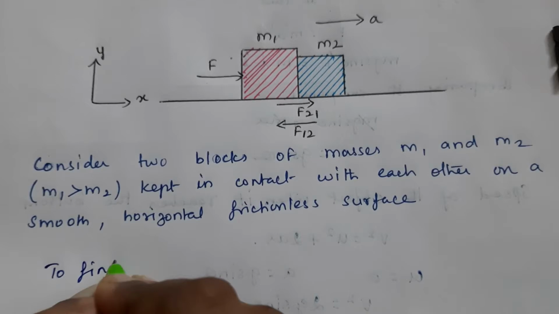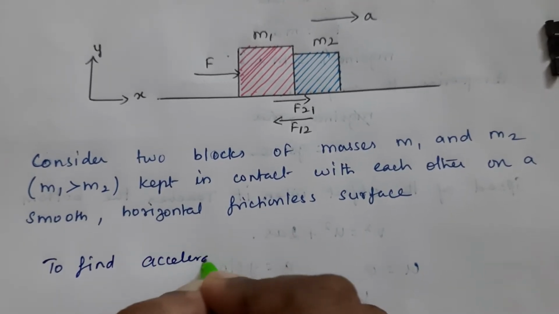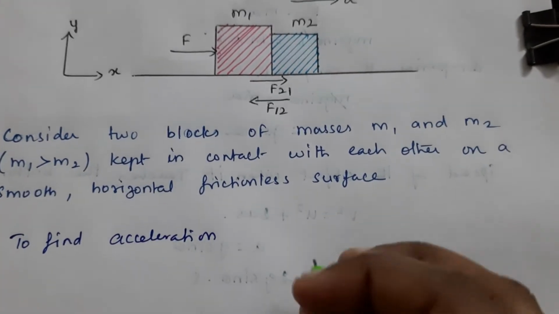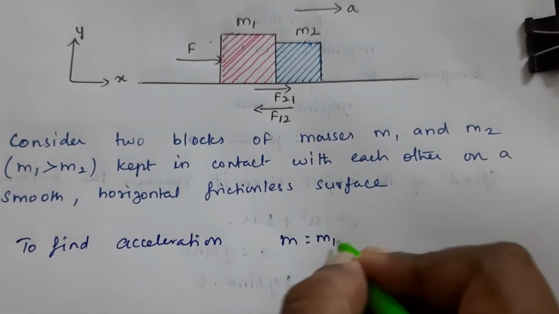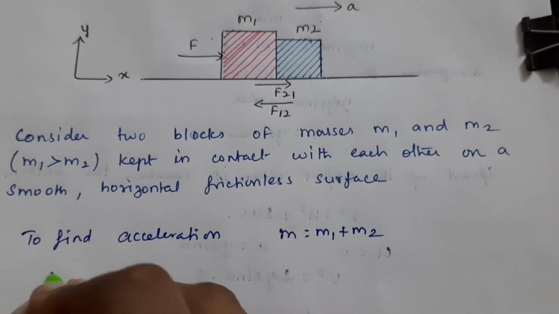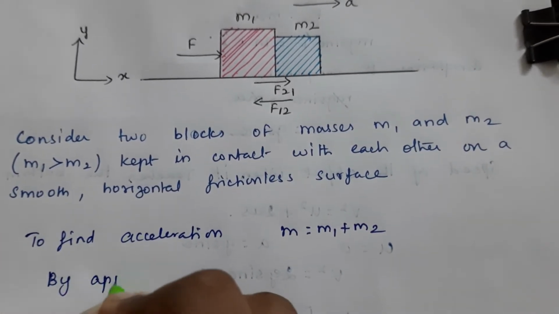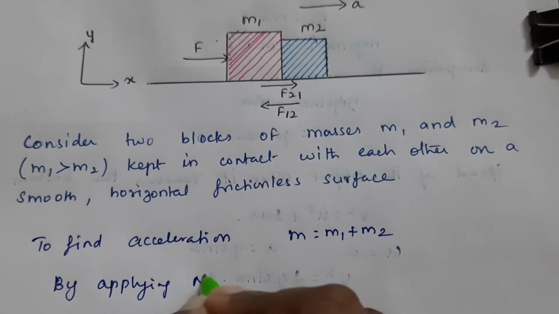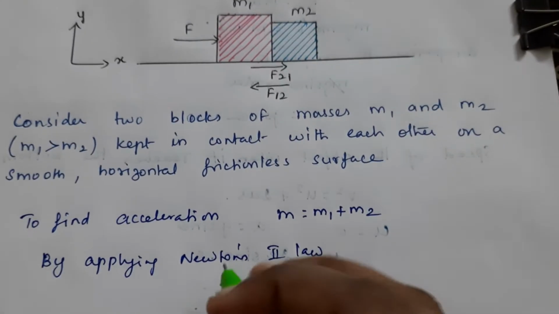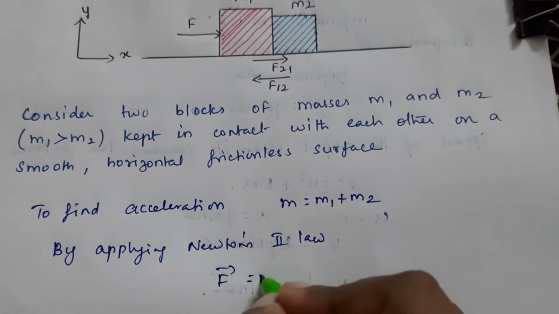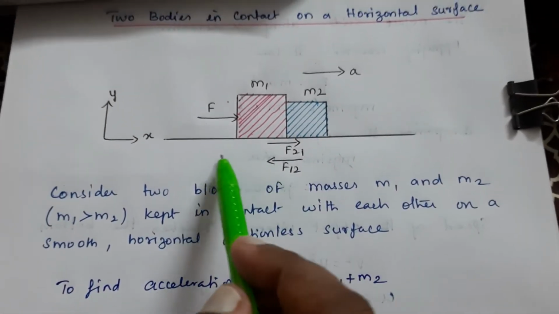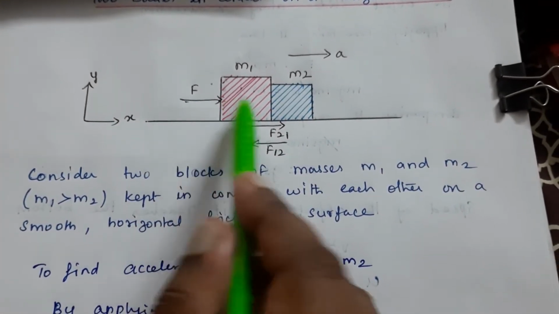To find the acceleration, what is the total mass here? The total mass m is equal to m1 plus m2 because both are in contact with each other. Now by applying Newton's second law, we can write F vector is equal to m into a vector. Now what is the direction of the force? The direction of the force is in the x direction.